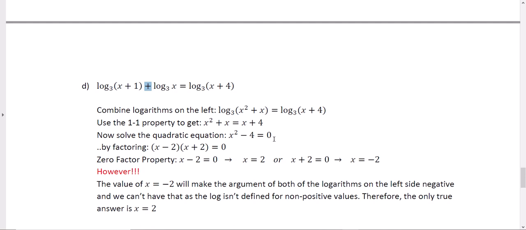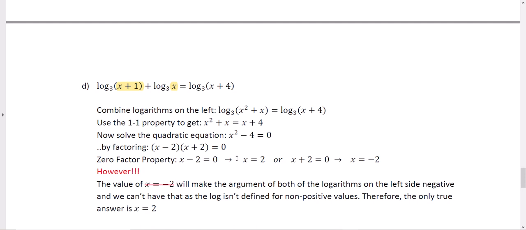Zero factor property says x minus 2 equals 0 will give us x equals 2. And x plus 2 equals 0 will give us x equals negative 2. However, so I did do it correctly in this problem. The value of x equals negative 2 will make the argument of both of the original logarithms negative. And if the argument of the logarithm is negative, we can't have that. So the only true answer for this one, we cannot use x equals negative 2. We'll keep the answer x equals 2 as the only viable answer.